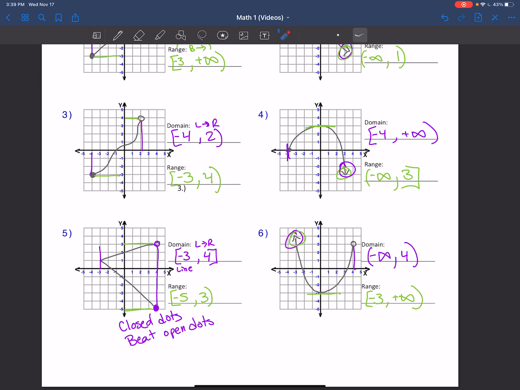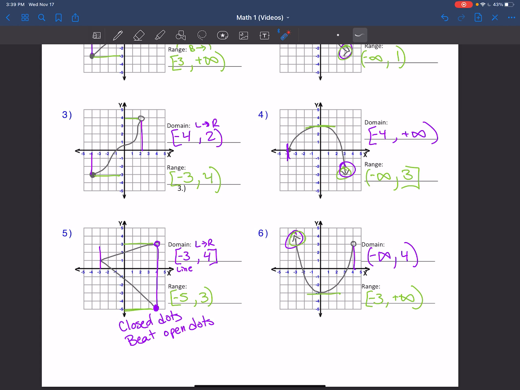Number 4, domain. -4 on the left side. It's a closed dot, closed bracket. Right side we have an arrow, so it's a positive infinity because it's going to the right. Range at the bottom, it's a negative infinity because the arrow is going down. And then up top we have a 3 with a closed bracket.